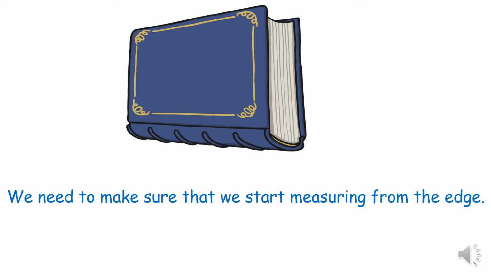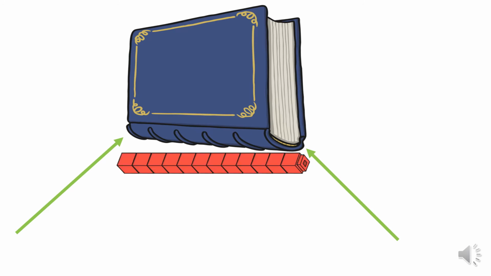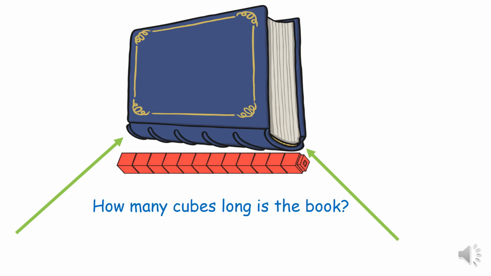We need to make sure that we start measuring from the edge. That was one of our key rules when we are measuring using non-standard units of measurement. That means we need to start measuring from this point, this edge. So we need to start measuring from here, and we need to finish here. We're using cubes to measure, so we would do this one by one until we've measured the length. And this is what it would look like.